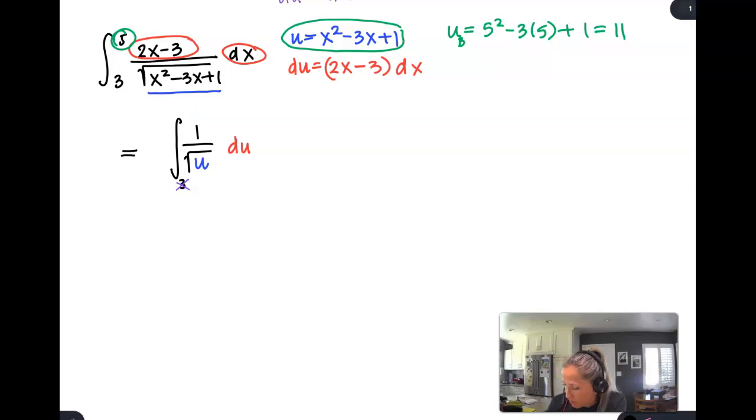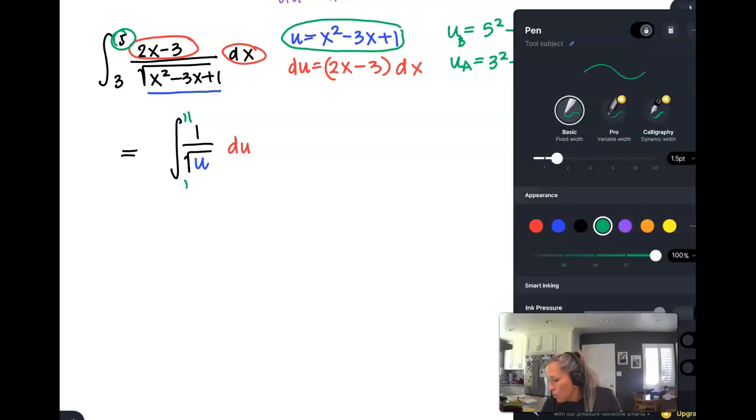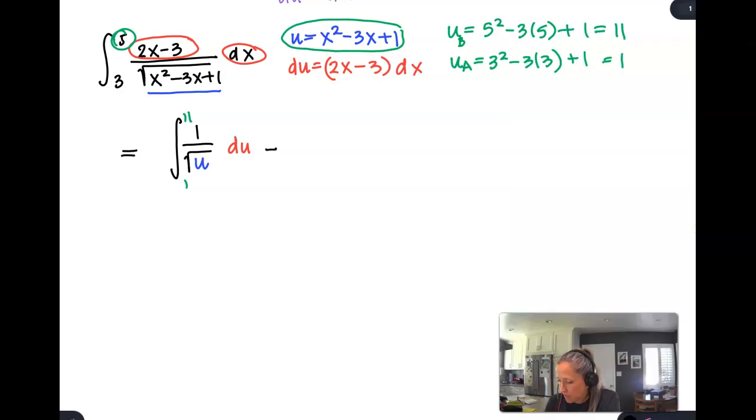So I can go ahead, erase that 5, put in my 11. And I can do the same work with the 3, my lower limit of integration here. 3 squared minus 3 times 3. Ooh, those cancel. Plus 1. Cute. Now, again, we might have to do a little bit of work if we didn't see it immediately. We're going to have to rewrite this as u to the negative 1/2.